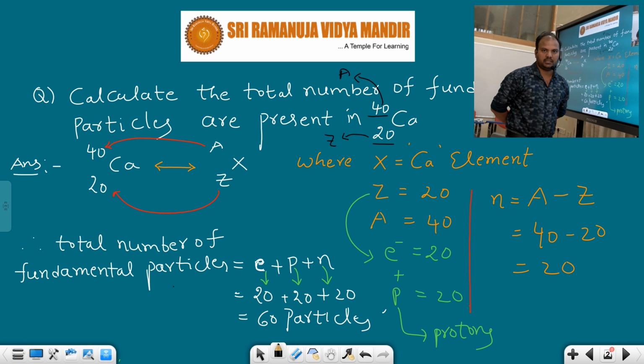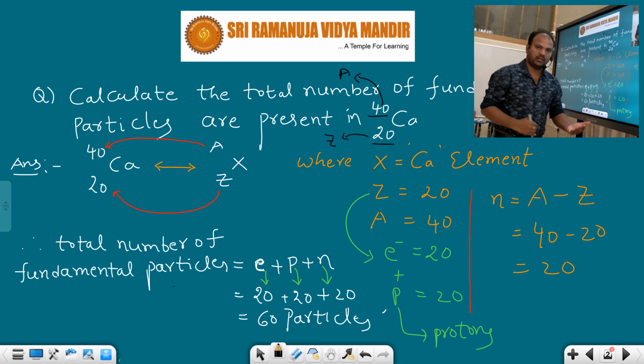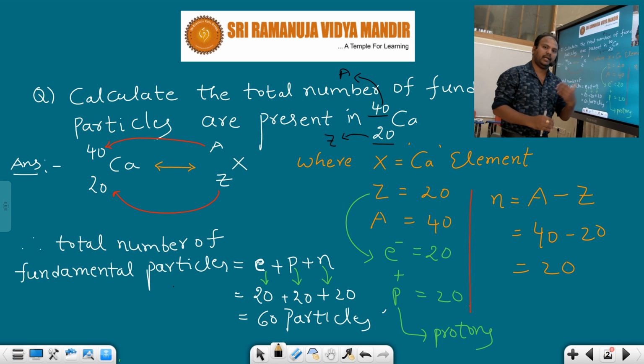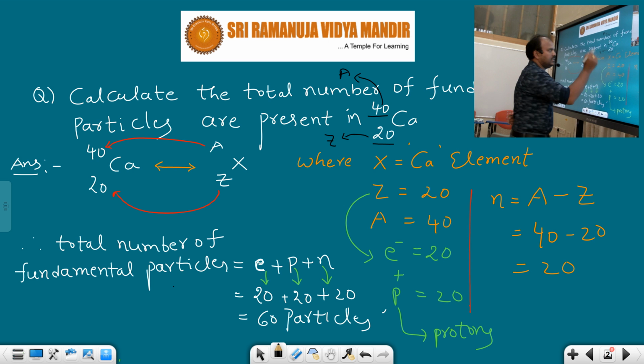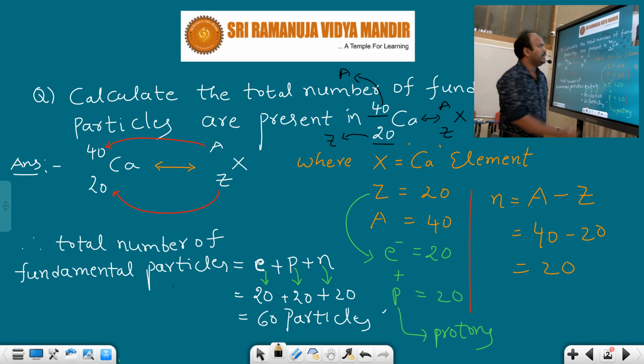That means the number of electrons, number of protons and number of neutrons. We have to calculate the summation, how much value will be present in it. So an element looks like the X A Z form. Elements can be represented in X A Z form. Here X is the element. What is the element? Calcium.